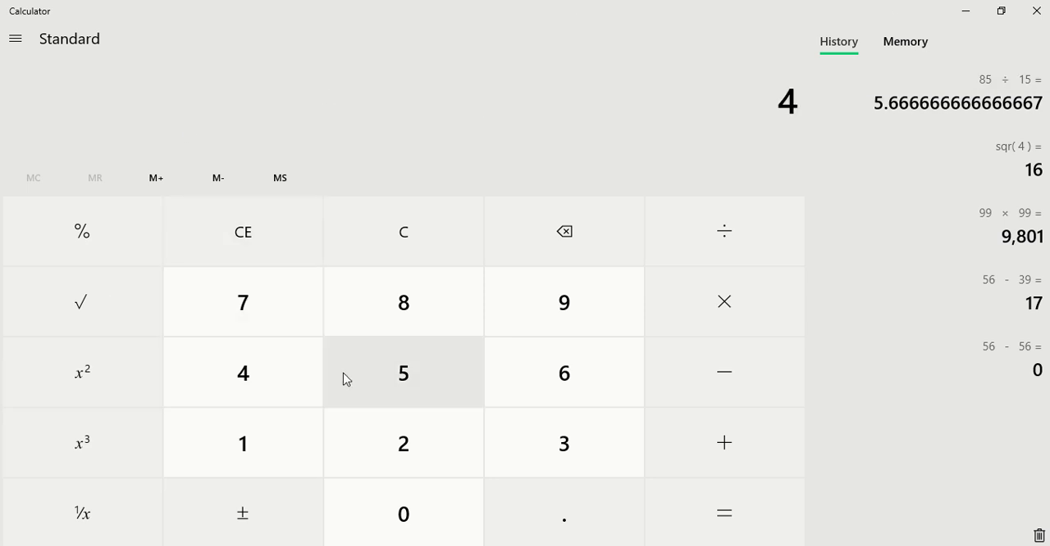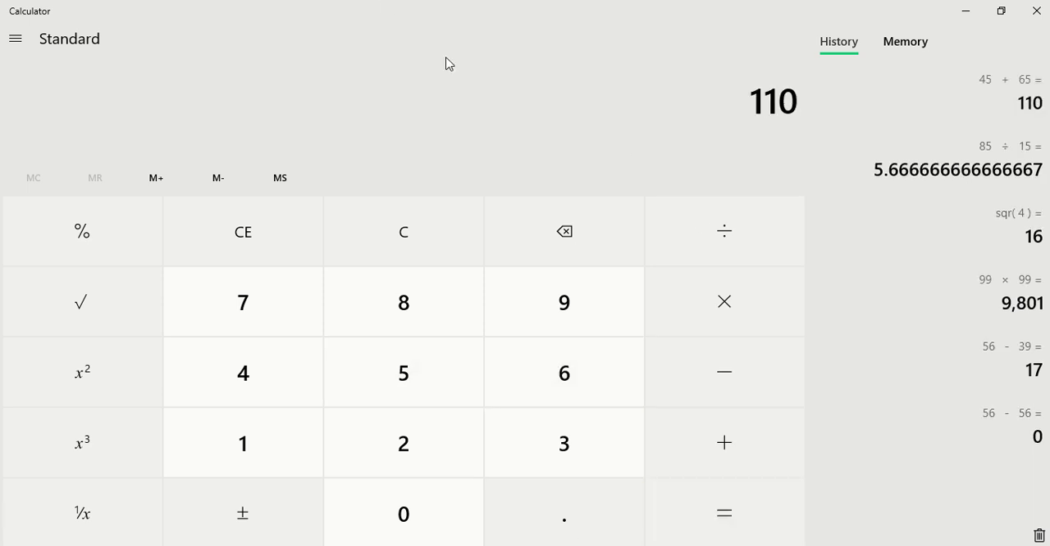Now let's take another, last one: 45 plus 65, so 110. So this is the calculator, and it is a very useful tool, but it should not be used in school ages, but it is mostly used to calculate extra large data. Thank you.